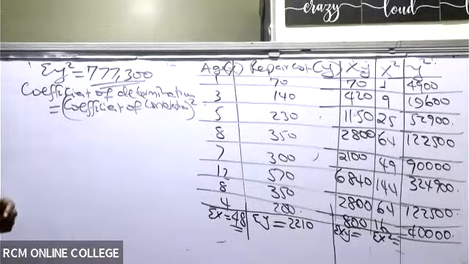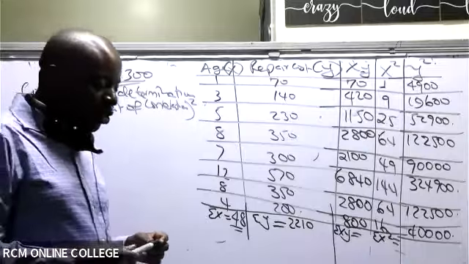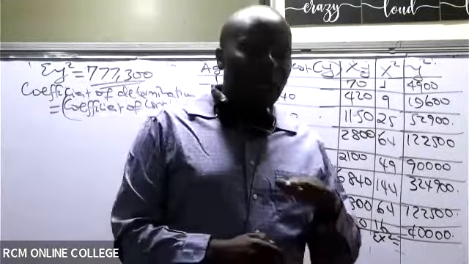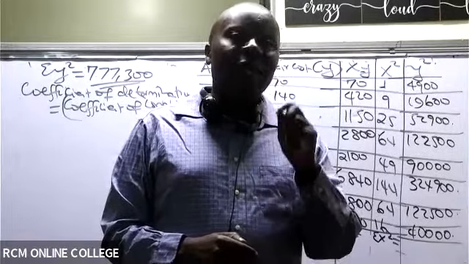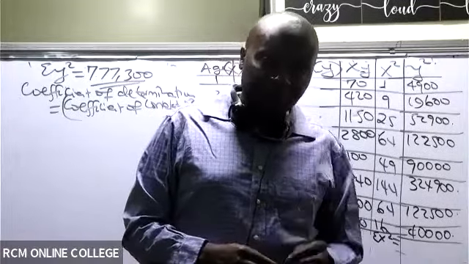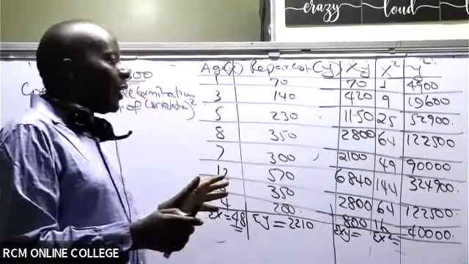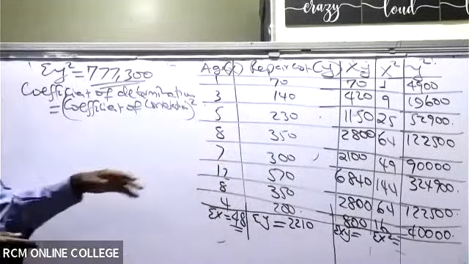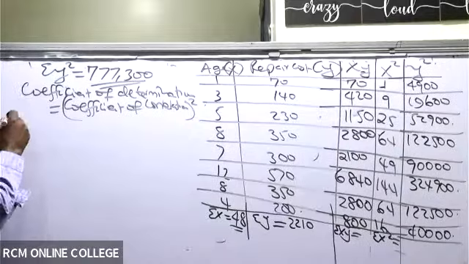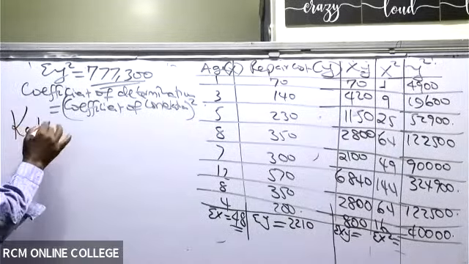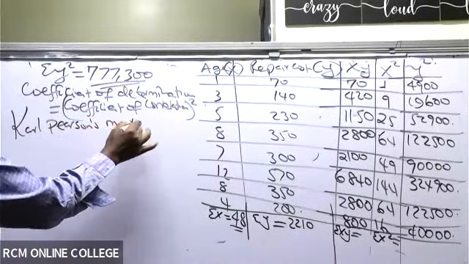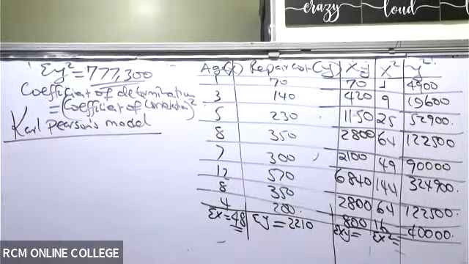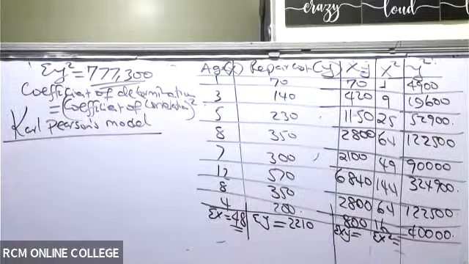Then remember, yesterday I told you that we have got two models of getting coefficient of correlation. We have what we call the ranks model, and then we have the Karl-Pearson's model. For quantitative variables, like now, these are quantitative variables. So here we shall use the Karl-Pearson's model. So then how do I get the Karl-Pearson's model?